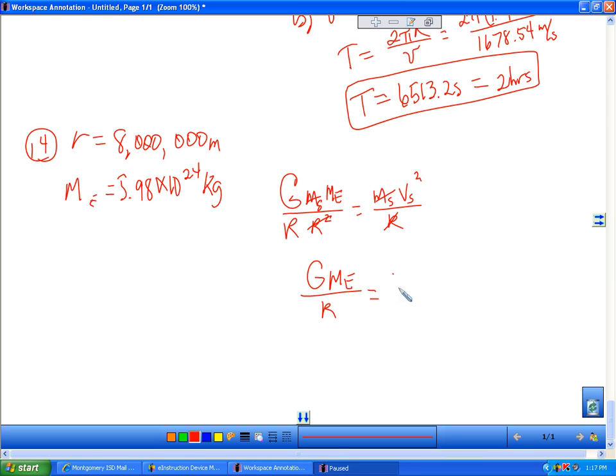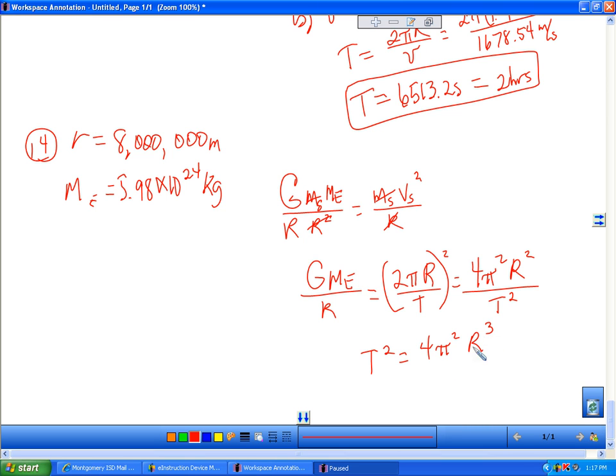The speed is going to be 2 pi r over t, but I got to square that. So that's going to be 4 pi squared r squared over t squared. And I think they're asking me to find t, so I'm just going to do a little bit of math. So I'm going to say, well, t squared is equal to 4 pi squared r cubed over big G, mass of the Earth.